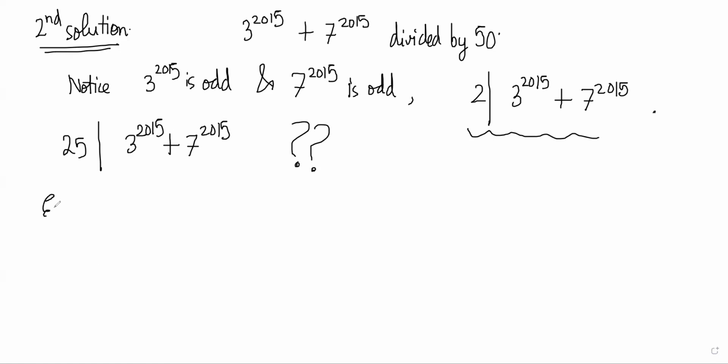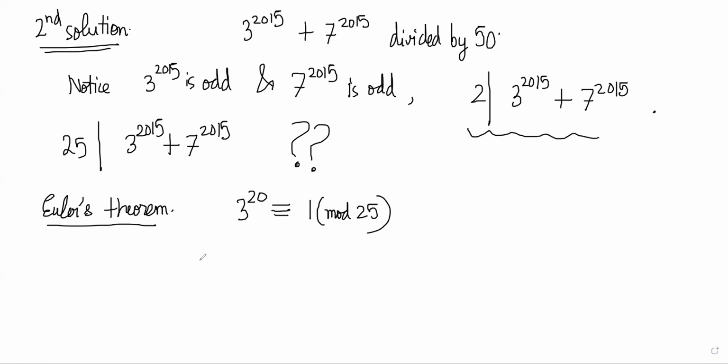So by Euler's theorem in number theory, we know that 3 power 20 is congruent to 1 mod 25. And also 7 power 20 is congruent to 1 mod 25.